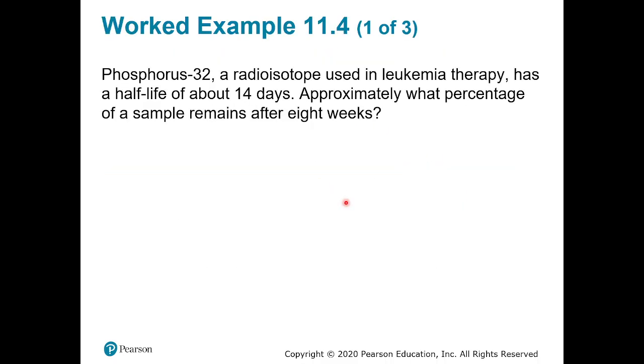Let's try it out. Okay, so phosphorus 32, this is a radioisotope used in leukemia therapy, has a half-life of about 14 days. Approximately what percentage of a sample remains after 8 weeks? So go ahead and try that out. Try to calculate your answer. That way you can see how far you can get and what parts you get stuck on. And then I will work it from here.